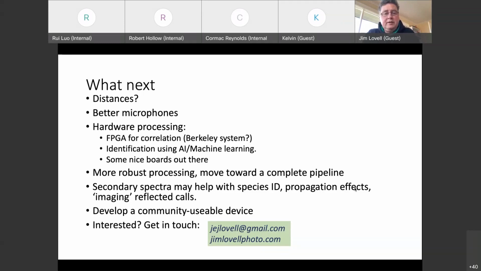So yeah, propagation effects, scintillation, that sort of thing. And maybe if we've got enough signal to noise, looking at reflected calls. So looking at the bats' calls reflecting off the things they're trying to catch, which would be some kind of cool. And ultimately to develop a device that can be made into something that can be used by the community. How that comes about, I don't know. So if any of that interests you, please get in touch.